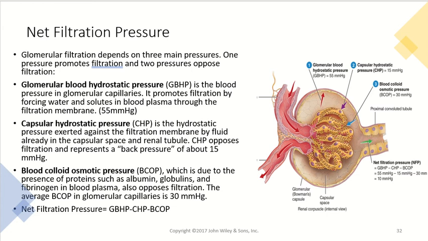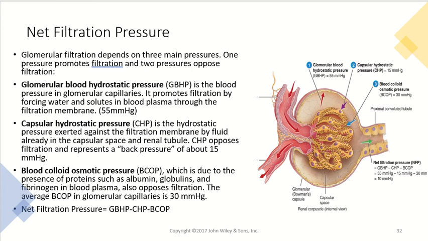And then our final pressure is blood colloid osmotic pressure. This is due to the presence of proteins, things like albumins, globulins, and fibrinogen, in plasma proteins. This also opposes filtration. The average blood colloid osmotic pressure in the glomerular capillaries is about 30 millimeters of mercury.